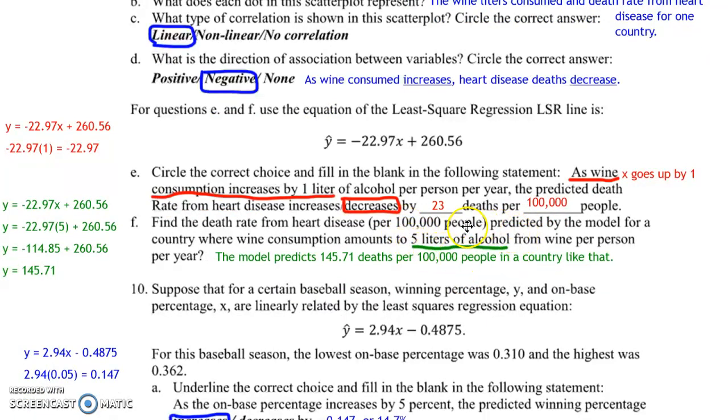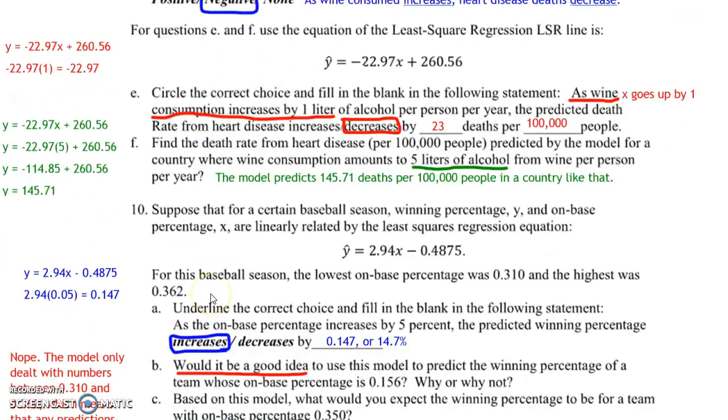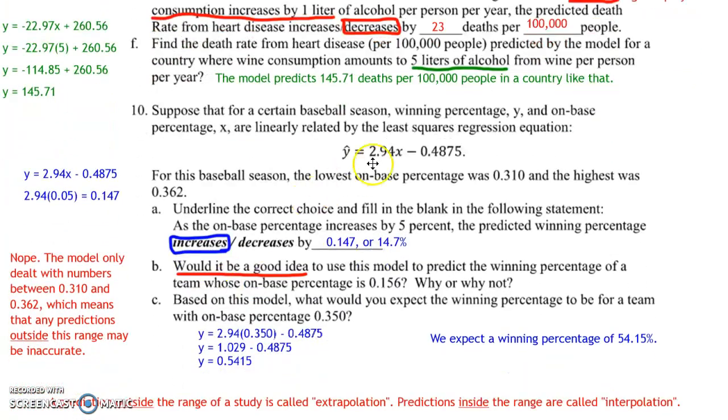For F, it says find the death rate from heart disease, and it's asking us to figure it out based on 5 liters of alcohol. Well, remember, liters of alcohol is our X value, so we substitute in X = 5, and then we get our answer, 145.71. For number 10, it's asking about baseball, asking about winning percentage versus on-base percentage.